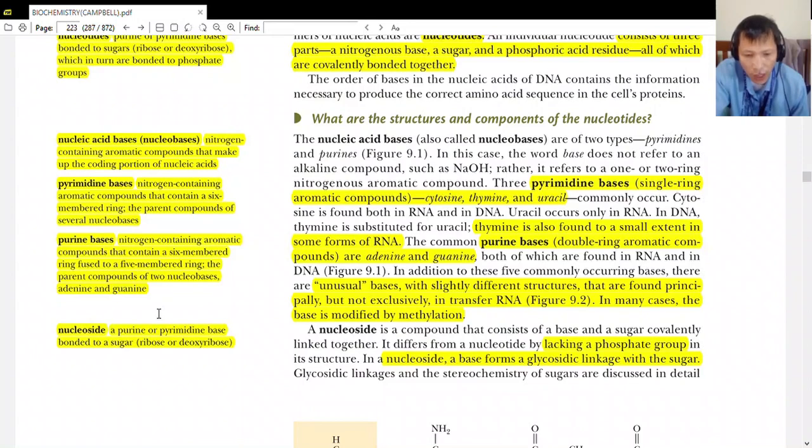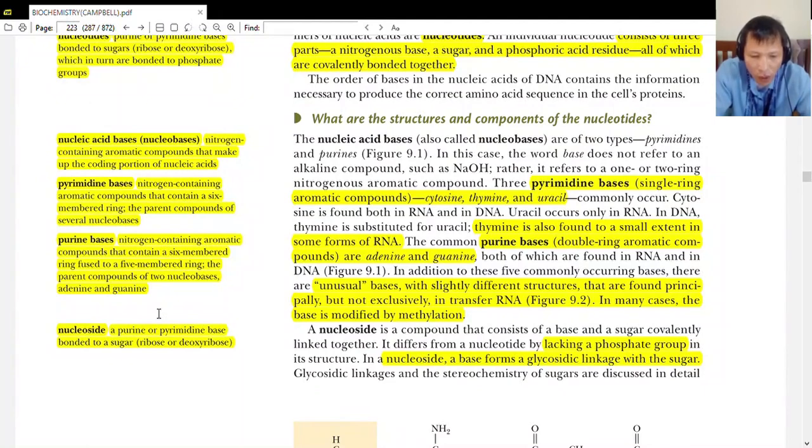Cytosine is found both in RNA and DNA, but uracil only occurs in RNA. In DNA, thymine is substituted for uracil. Thymine is also found to a small extent in some forms of RNA. So in RNA, you can say cytosine, thymine, uracil. Okay, so that's what it says.